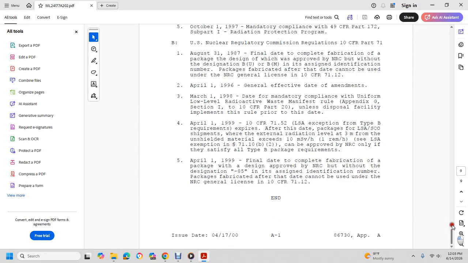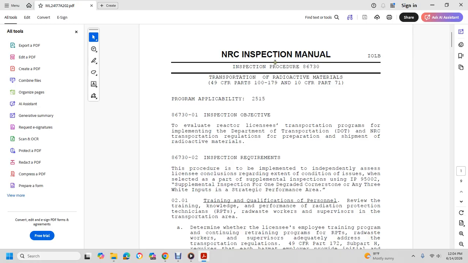Okay, and this was a reading of the Nuclear Regulatory Inspection Manual, Procedure 86730, and that was Transportation of Radioactive Materials.